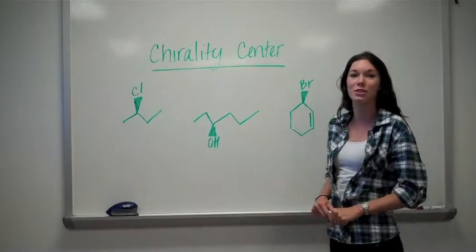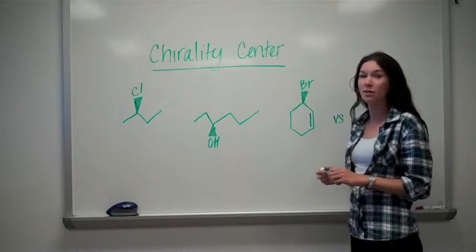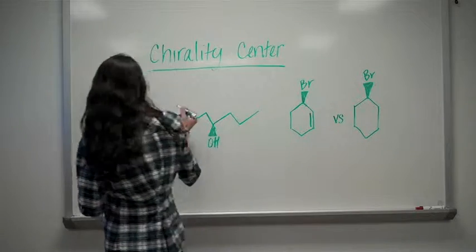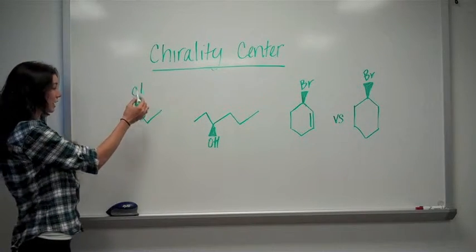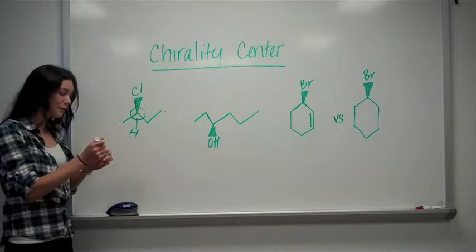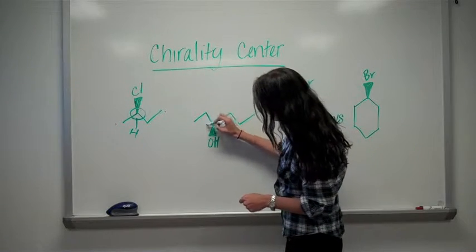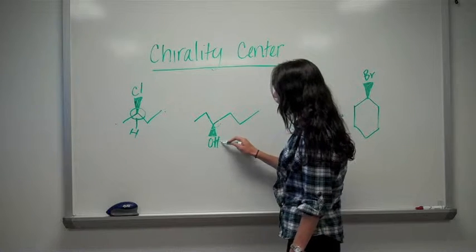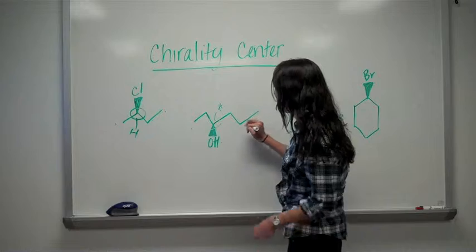Next, we're going to explain what chirality centers are. A chiral center is a carbon with four different atoms attached to it. For example, in this molecule the chiral center would be right here. This carbon is attached to a chlorine, a methyl group, an ethyl group, and this hydrogen here. For this molecule, the chiral center would be here because the carbon is attached to this OH group, a hydrogen, an ethyl group, and a propyl group.